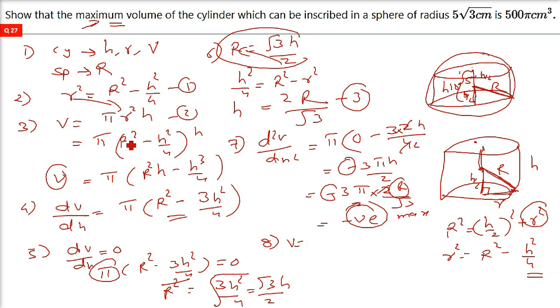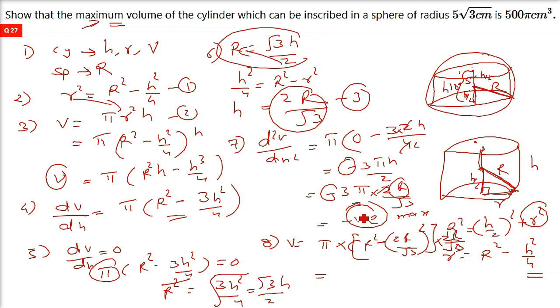You have to show that the volume of the cylinder is going to be 500 pi. So pi r square h is there, but this is small r square. We need the capital R. So pi capital R square minus, in place of h, write 2r by root 3, and then again h will come, pi r square h, so you can just write this 2r by root 3.